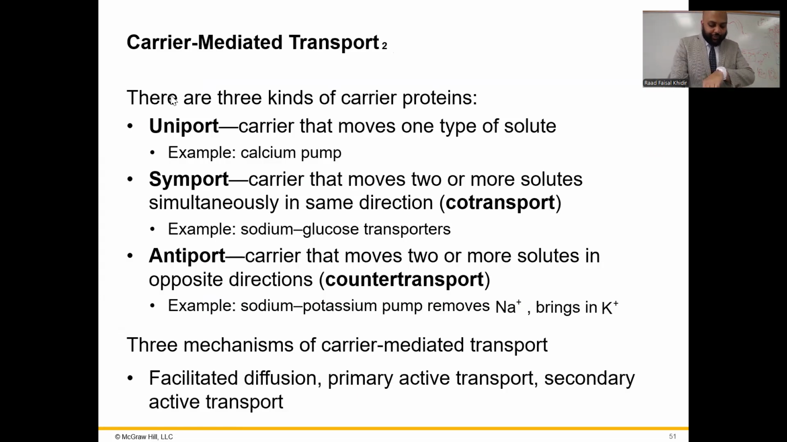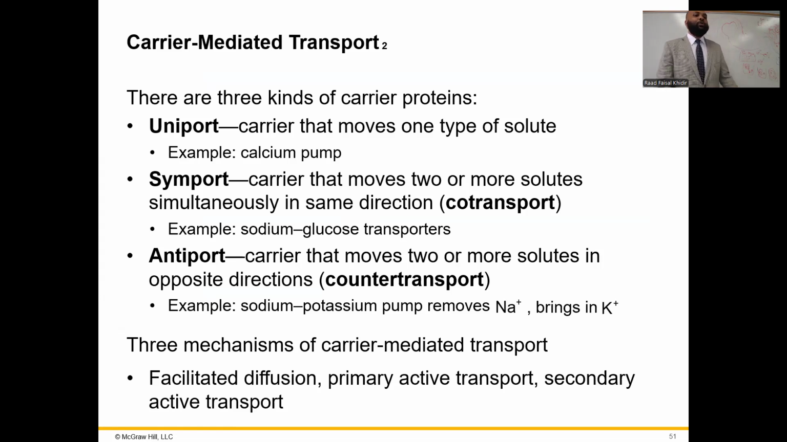There are three kinds of carrier proteins. There are the uniports. Uniports are like a calcium pump. These are carriers that move one type of solute. A symport is a carrier that moves two or more solutes in the same direction. They either move them both from outside to inside or both from inside to outside. But in the end, it is always going to be down the concentration gradient.